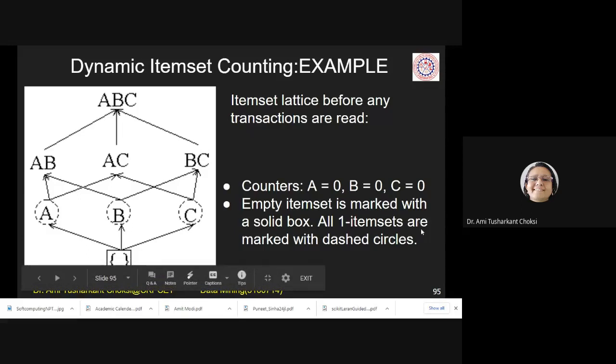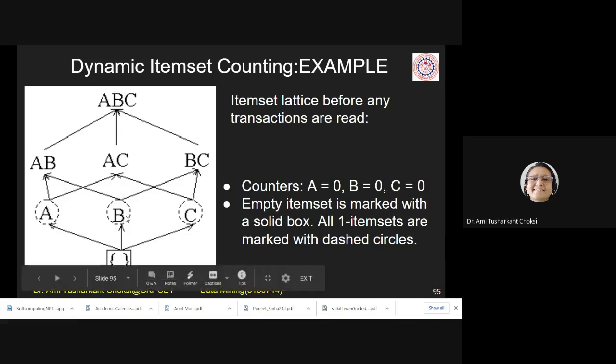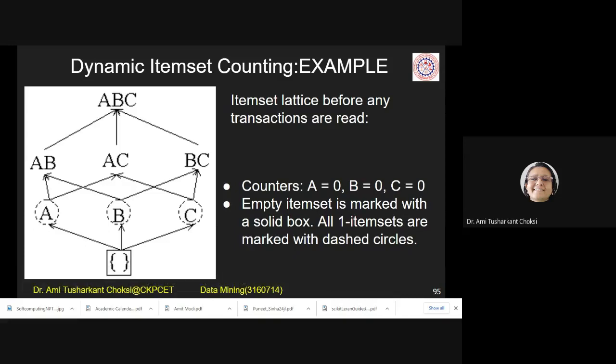All one item sets are marked with dashed circles. One item set means a single item: A, B, C, dashed circle. Dashed means suspected and circle means infrequent, right? So that is what we have marked here. Fine.